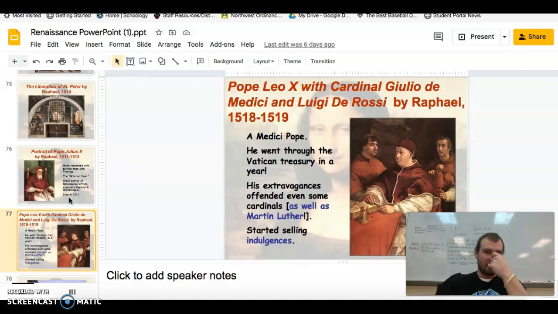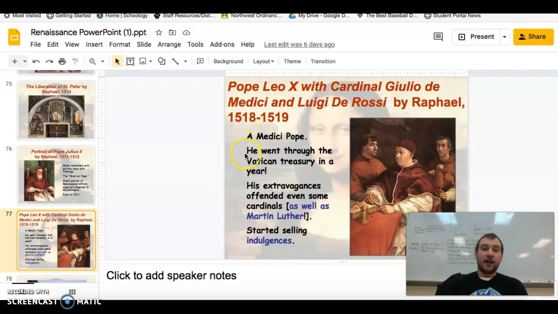But we're going to start here with Pope Leo the 10th. Again, he's a Medici Pope. To become a pope, the cardinals select. There's a group below the pope. They're called cardinals. There's many of them, and they vote on who the next pope is. And the Medicis pay them, or they bribe them to vote in certain popes. So this is how this guy comes to power. The Medicis basically bribe all the cardinals to select him as pope.